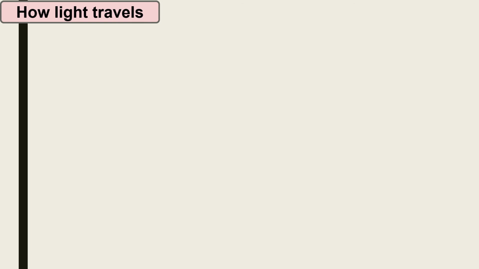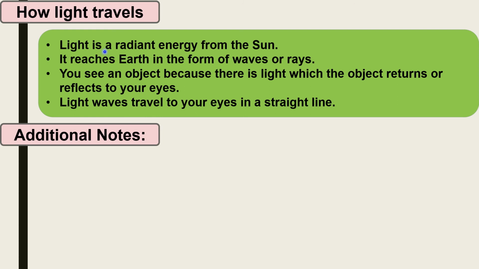Next, how light travels. Light is radiant energy from the sun. It reaches Earth in the form of waves or rays. The speed of light is 300,000 kilometers per second. That is how light travels. You see an object because light reflects from the object to your eyes. Light waves travel to your eyes in a straight line. It will not zigzag or curve, it is a straight line.